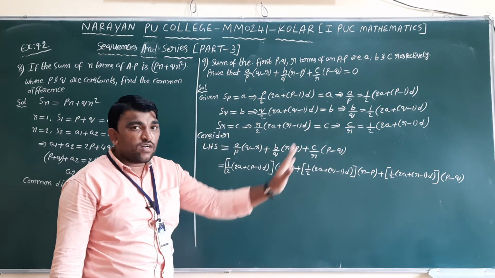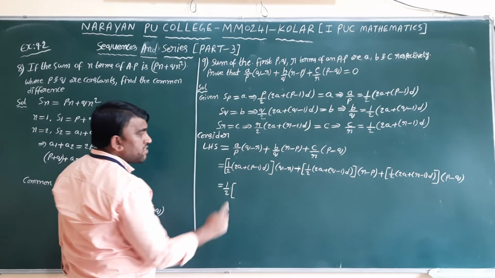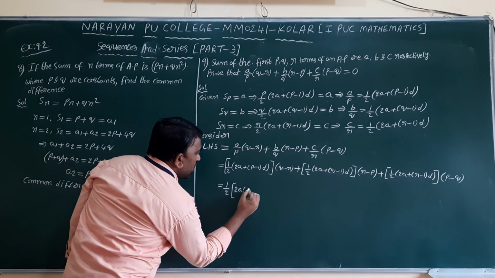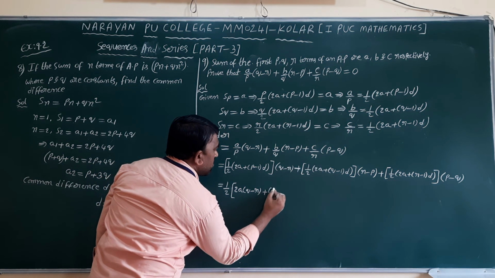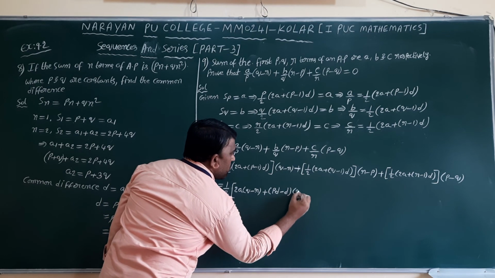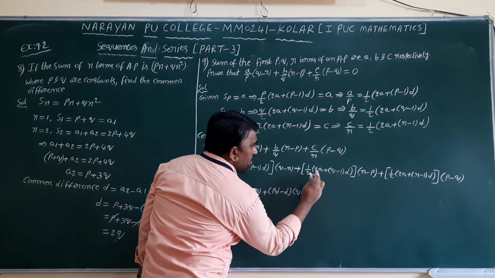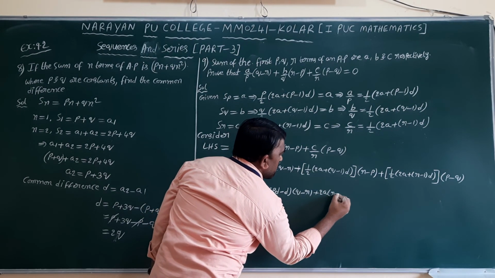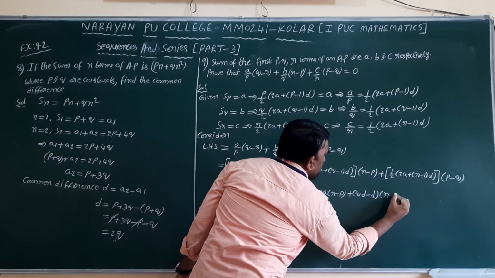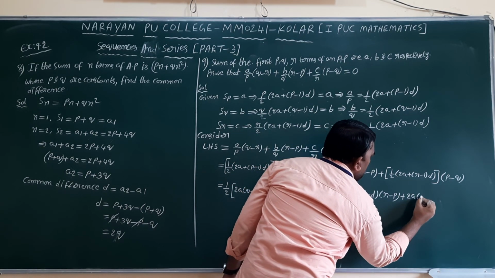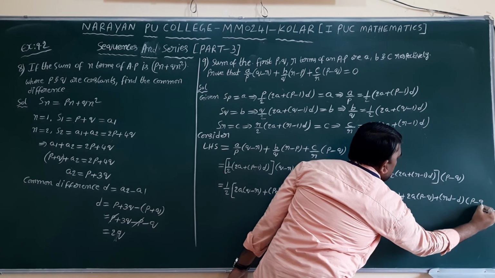If you observe, in each term 1 by 2 is the common factor, so we take 1 by 2 out. The remaining is 2a into q minus r, multiplying these two, plus pd minus d into q minus r, multiplying this p into d minus d into this term, plus 2a into r minus p plus qd minus d into r minus p, plus 2a into p minus q plus rd minus d into p minus q.